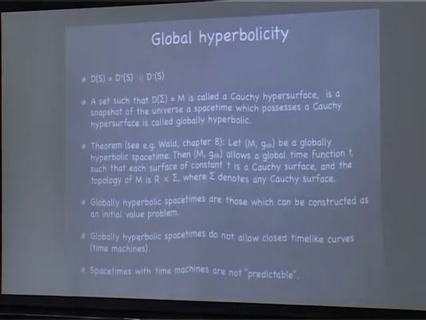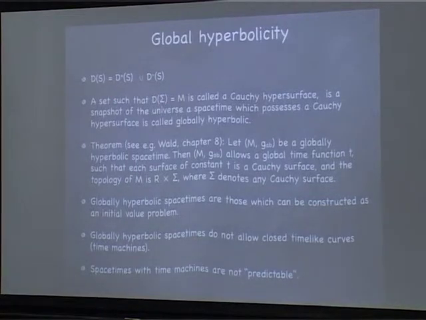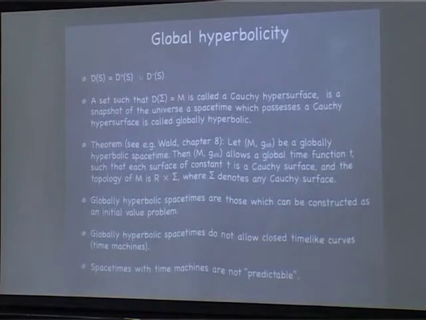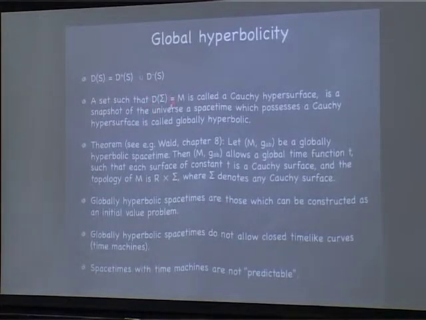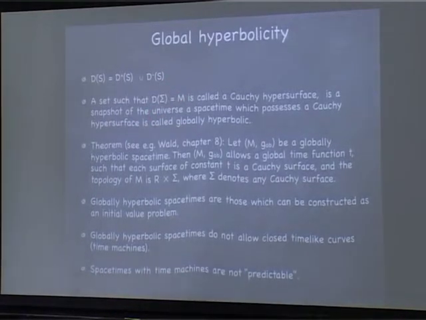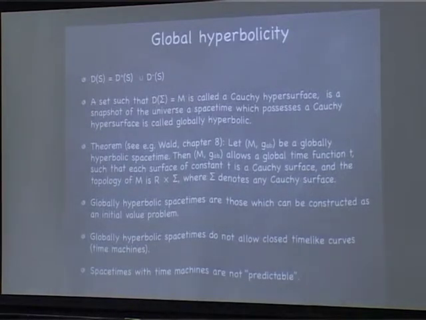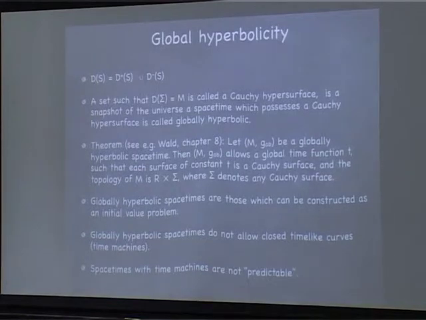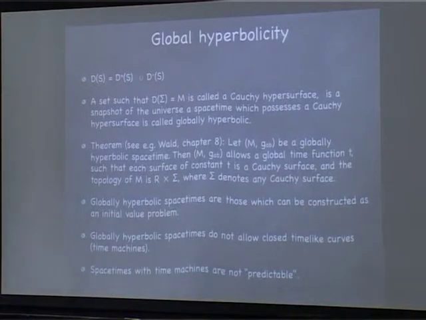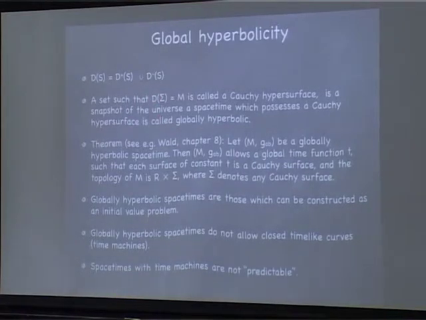We first define the complete domain of dependence, which is just the union of the future and past domains of dependence. So the whole thing. And then if we have a manifold sigma such that the domain of dependence of this sigma is the whole manifold M, then we call this sigma a Cauchy hypersurface, and so it's a snapshot of the whole space-time. And in the reverse sense, a space-time which does possess a Cauchy hypersurface is called globally hyperbolic.